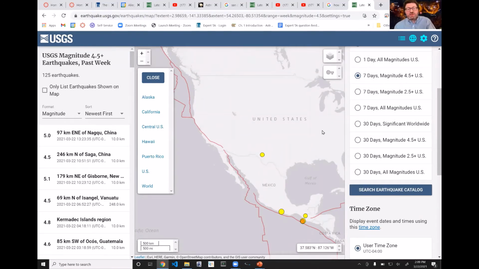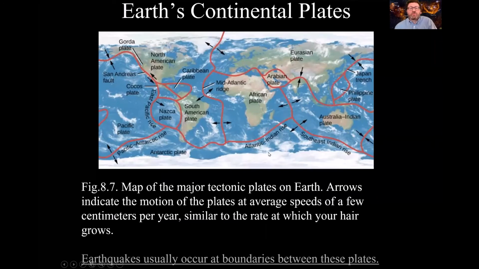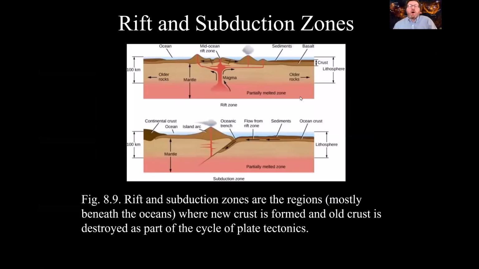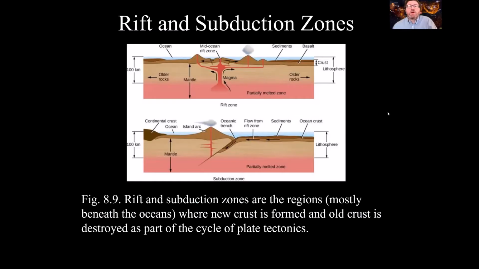Comments and questions on this? All right, so there's a question. I think it was last year that Ohio had an earthquake because of fracking. I didn't know about that, but indeed it did happen back in 2014.